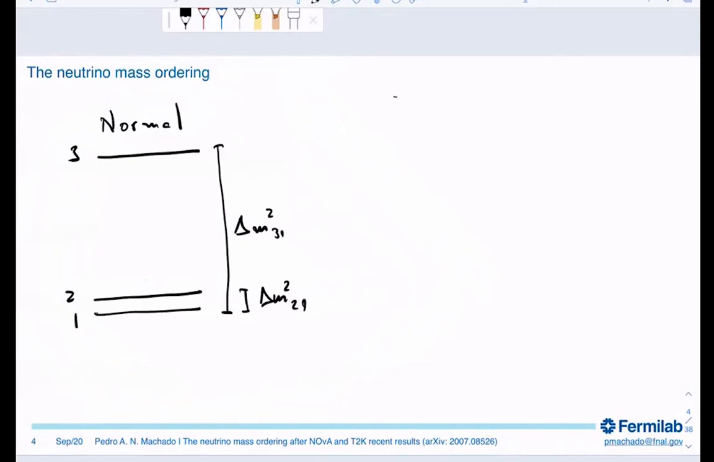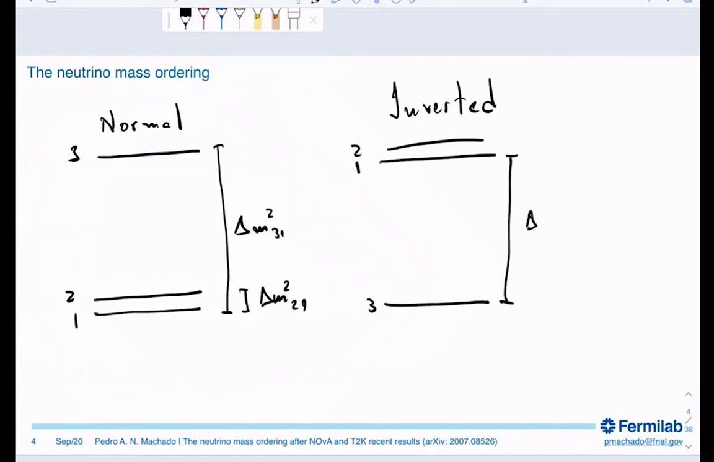And the inverted ordering would be when you have 3, 1, 2. Again, this gap here is your delta m squared 3-1, and this little one here is delta m squared 2-1. And you see that here, this one is negative, right? This one is positive. So this is basically the mass ordering.